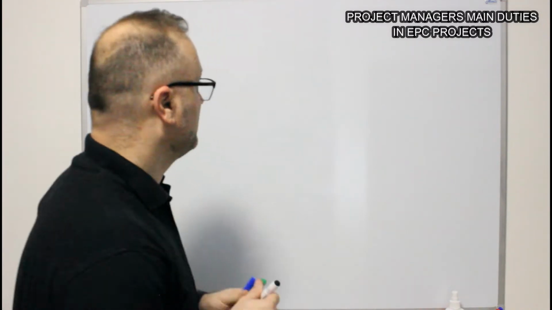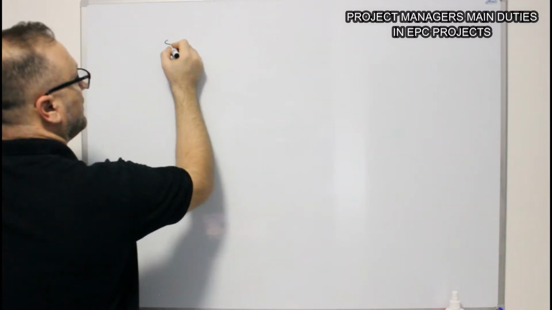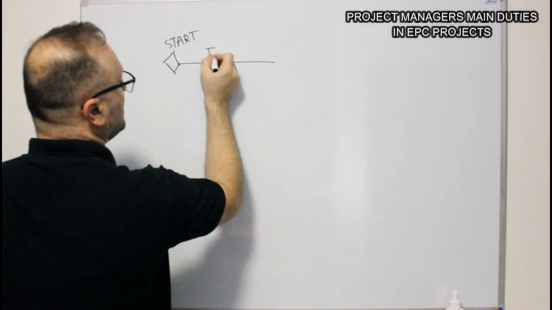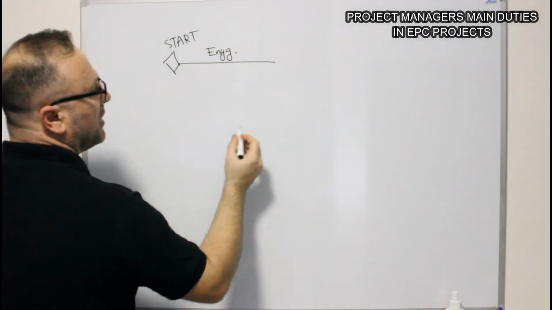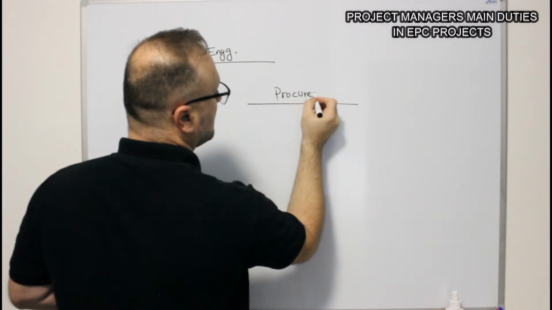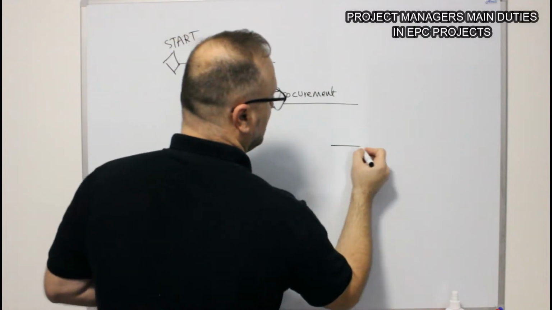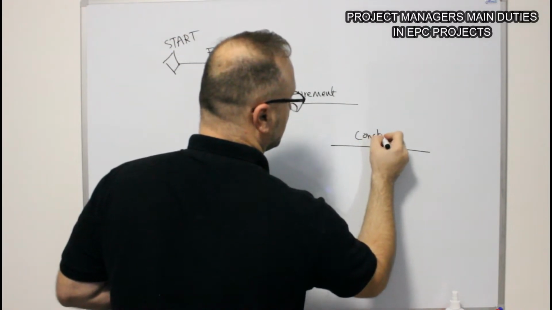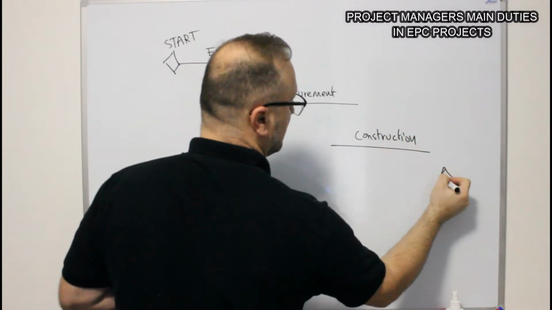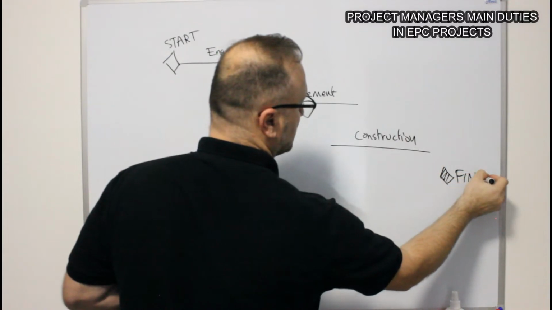Now you have been nominated as a project manager for an EPC project. Let's first describe on the table the phases of the EPC project. The start, you have the engineering, you have the procurement, and you have the construction. And then you have the finish.